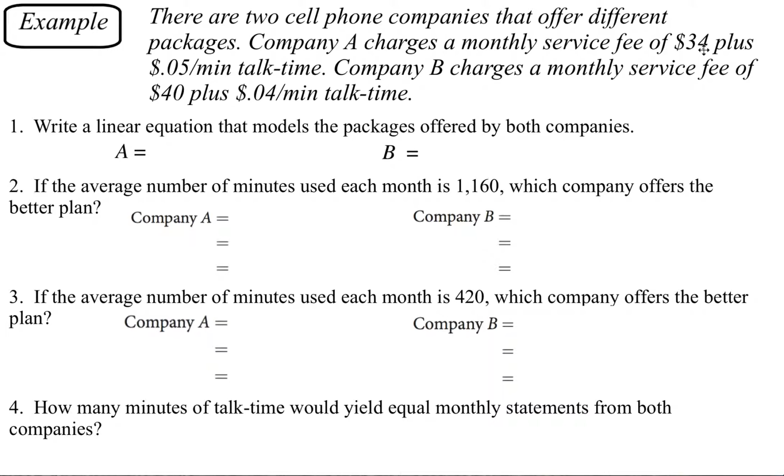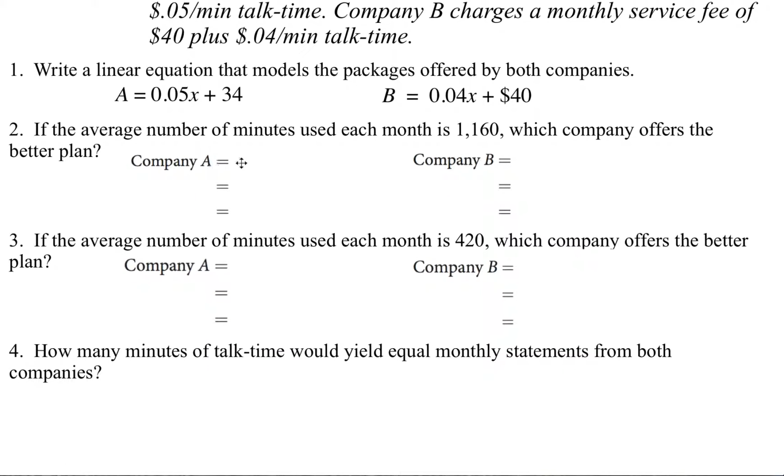So company A, you have a $34 flat rate, and then the thing that varies is the 5 cents a minute. So for company A, we're going to have 0.05 times x, where x is the number of minutes, and then we're going to add to that the $34 flat rate fee. So company B, you should be able to figure this one out then, is going to be 0.04 times x plus 40.